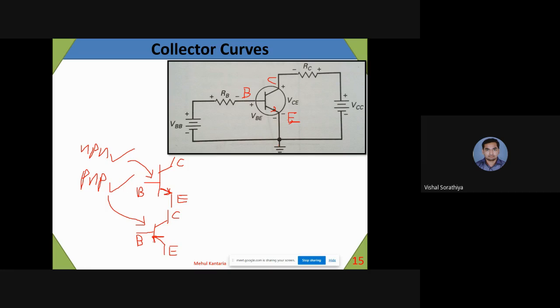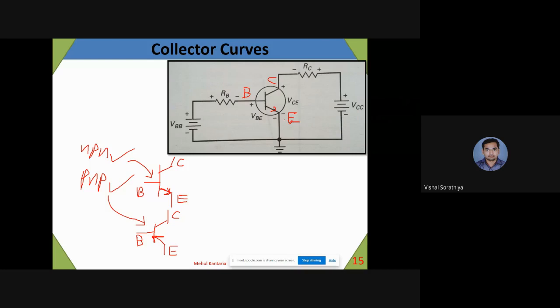Okay. If the base is connected to ground, then it is a common base terminal. If the collector is connected to ground, then it is common collector type of condition. Okay, so right now it's a common emitter condition.